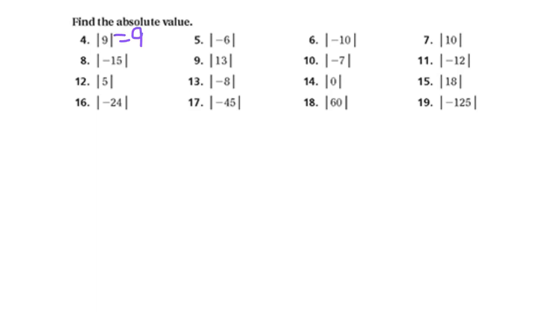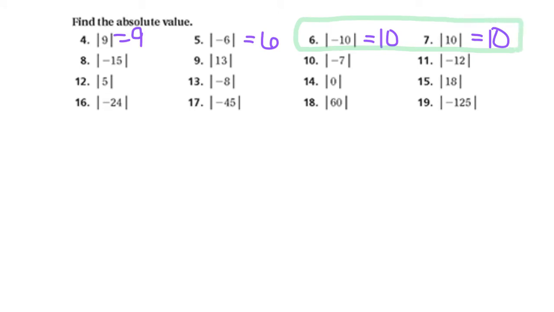Number 5, the absolute value of negative 6 is 6. The absolute value of negative 10 is 10. The absolute value of 10 is also 10. And I want you to stop here and look at this one. Why do these two questions have the same answer? It is because 10 and negative 10 are opposites, and opposites will always have the same absolute value.